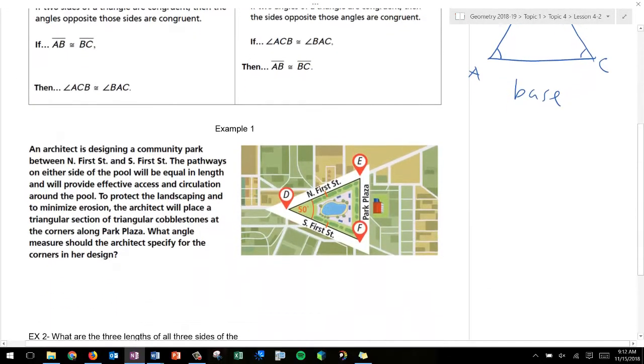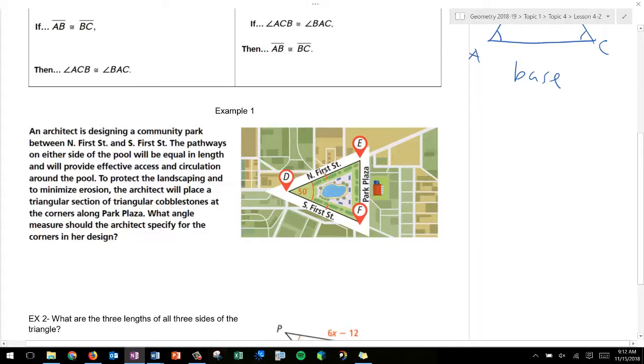Looking at this example, this is a real-world example. This is showing the person designing a community park between two different streets cut by Park Plaza. They tell us that the pathways on either side of the pool were going to be in equal length. So in other words, from D to F and from D to E are going to be congruent. They've marked those with their congruence marks. As soon as you see that in a triangle, that immediately tells me that my two base angles are going to be congruent as well.